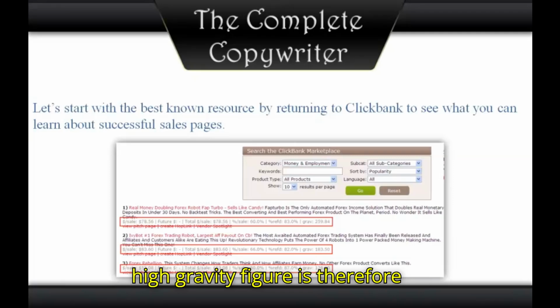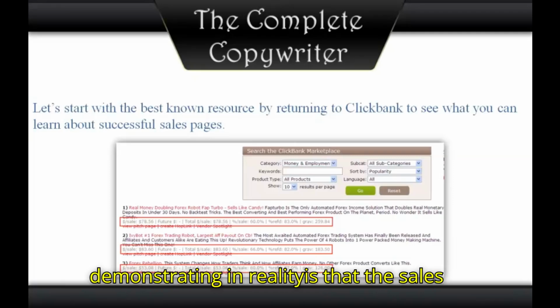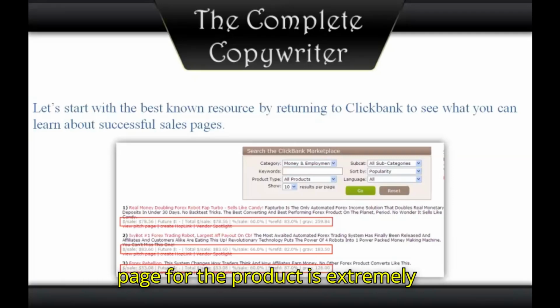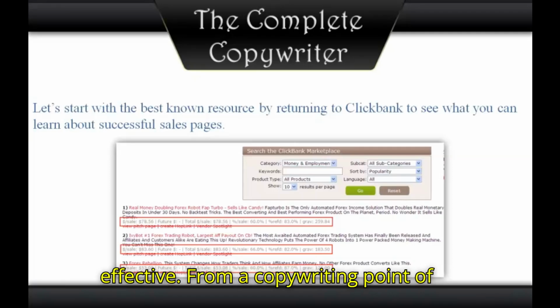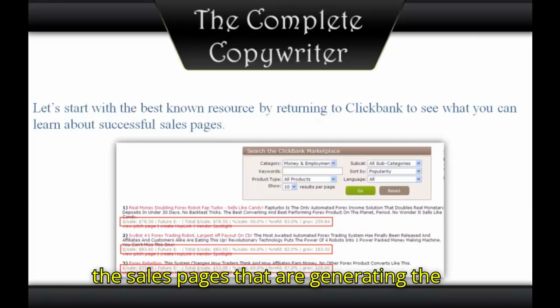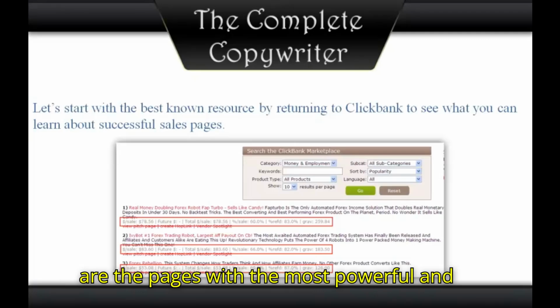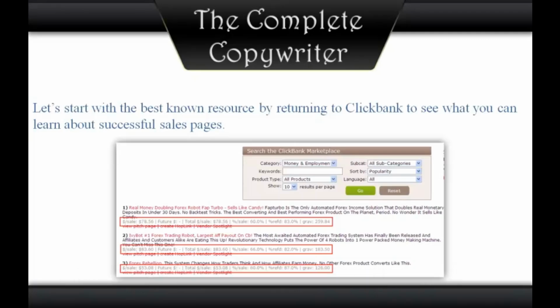What a high-gravity figure is therefore demonstrating in reality is that the sales page for the product is extremely effective, because it is really telling you that the product is selling well because the sales page copy is extremely effective. From a copywriting point of view, this means that ClickBank is presenting you with a detailed list of the sales pages that are generating the most sales. Hence, it follows that they are the pages with the most powerful and effective advertising copy.